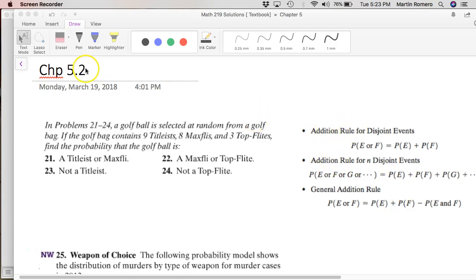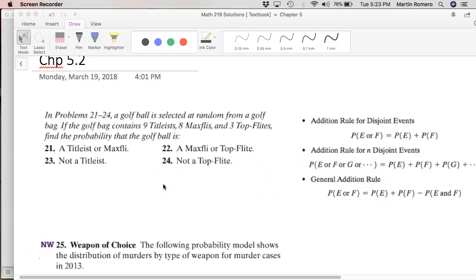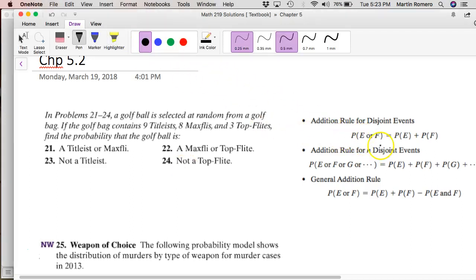The formulas we use for chapter 5.2 include the addition rule, and that involves situations where it says "or." So let's start first with a kind of straightforward probability, problems 21 through 24, using those formulas there. The difference in those formulas, again, is that they both involve "or." If you look carefully here, probability of E or F occurring.